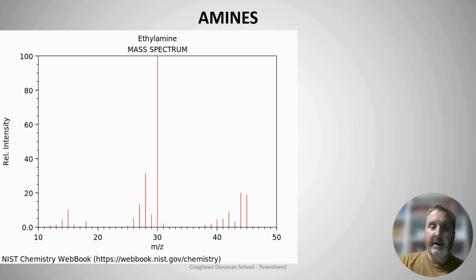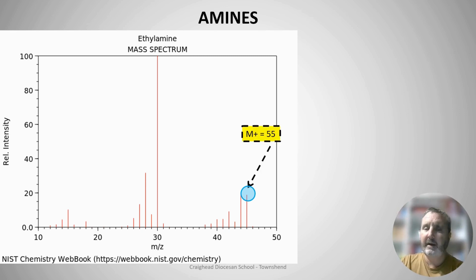Now, nitrogen is different than the other atoms that we use in these molecules because it actually has an odd number of atoms attached to it, and it isn't a terminal attachment. So what I mean here is we're going to get this M+ peak here as an odd number. So usually we get an even number for an M+, but if we get an odd number for an M+, it means that we have a nitrogen in our molecule.